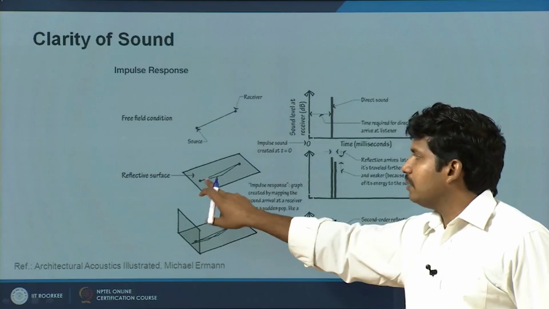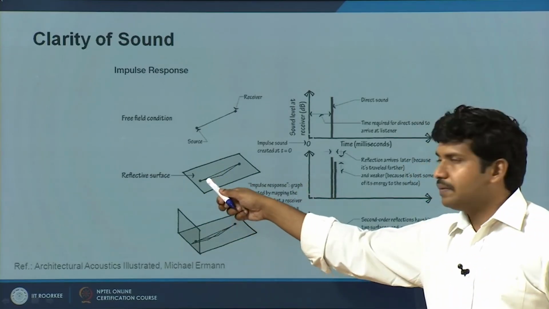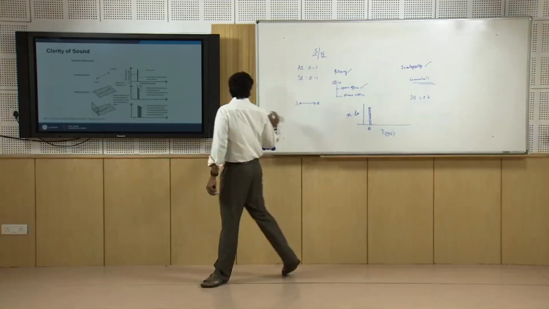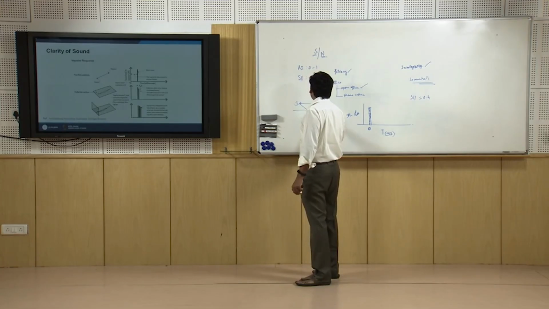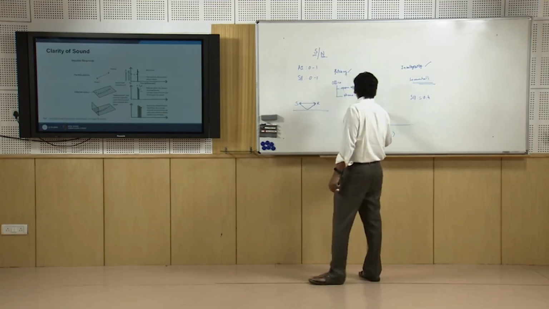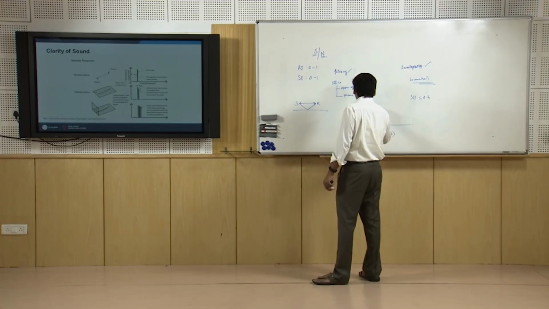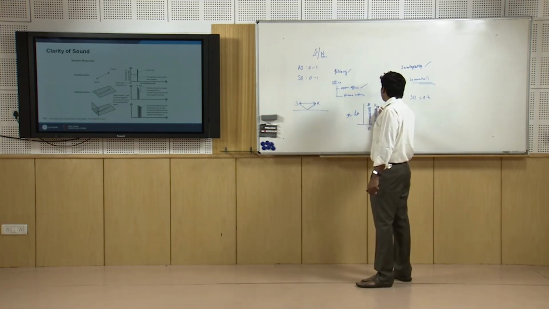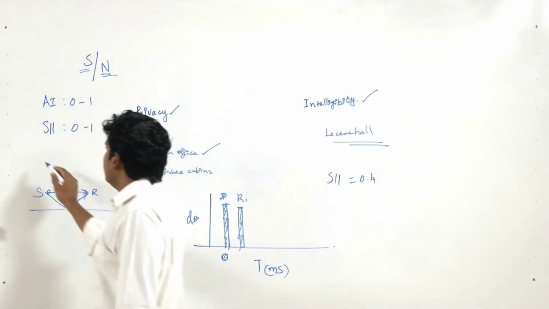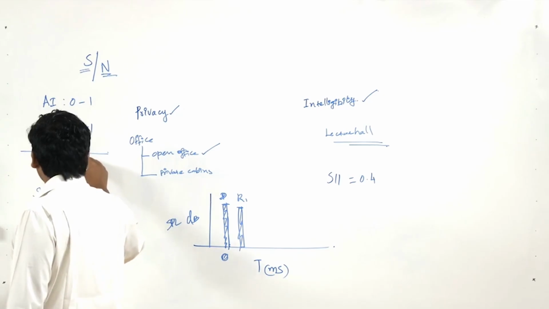Now there will be reflections happening. Imagine you have a floor plane. The sound which is directly emitted here gets reflected on the floor and then hits the person again. So you start hearing this: this is D, which indicates direct sound, and this is R1, the first reflection. Then you have a slightly tall ceiling, and the sound goes up here and comes back.